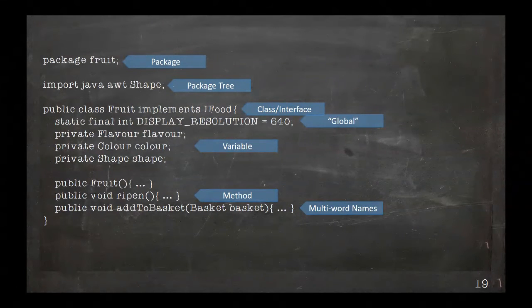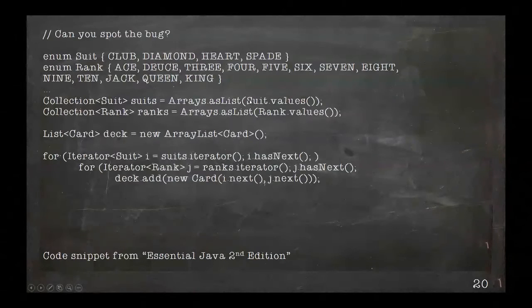Is to prevent conflicts. Public class Fruit, you'll see that it's a capital F, implements IFood, which has the I to indicate that it's an interface. Again, it's not required, it is a convention.